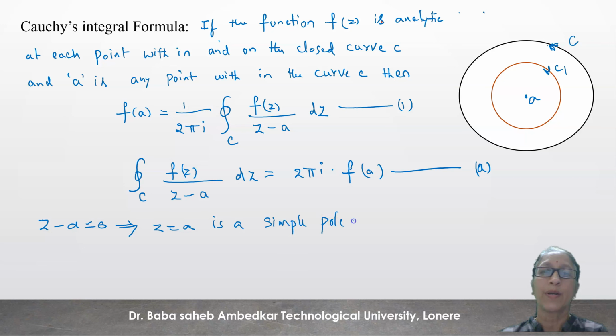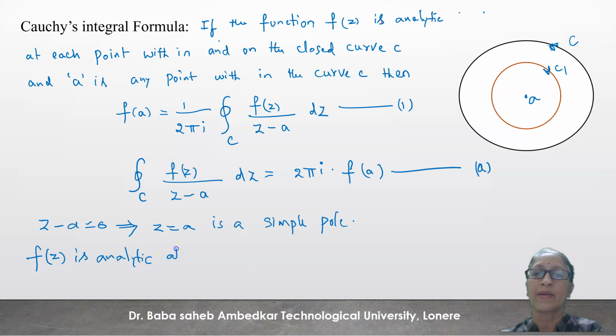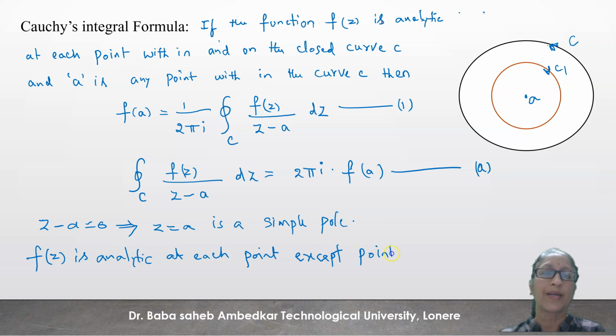Simple pole. That means, therefore, here f(z) is analytic at each point except point a, except point a within the curve C.